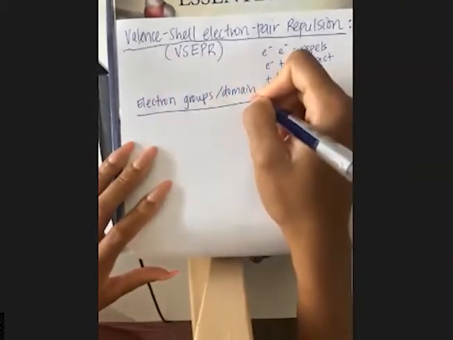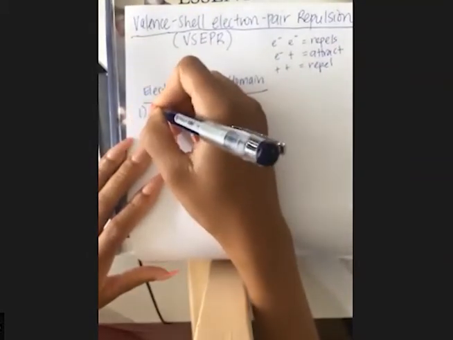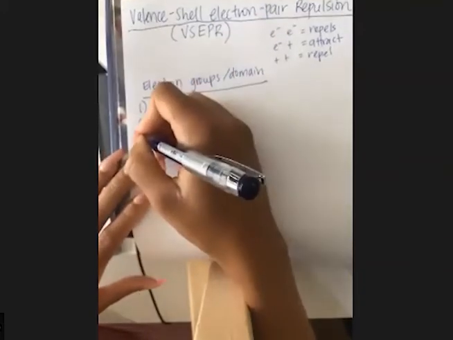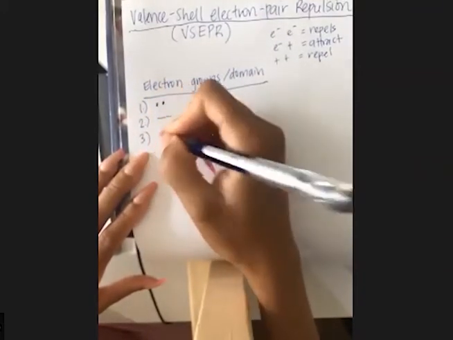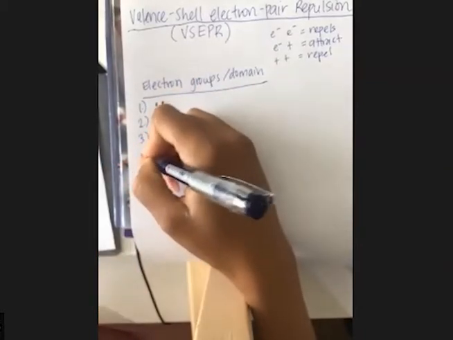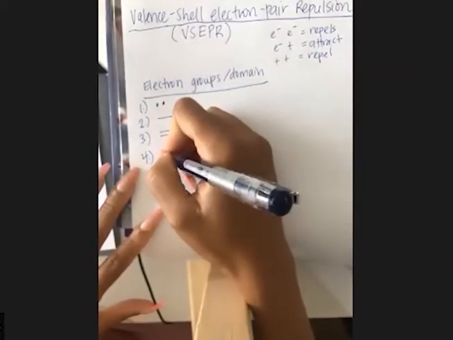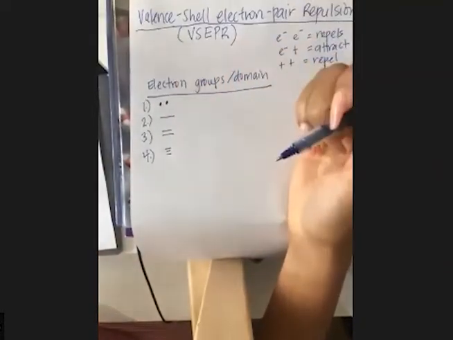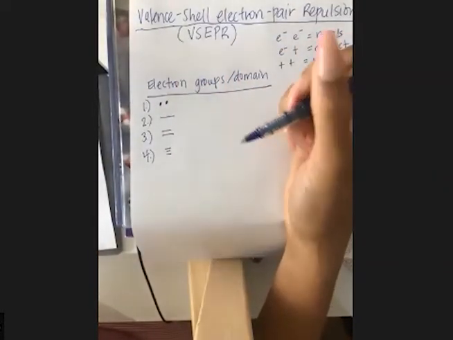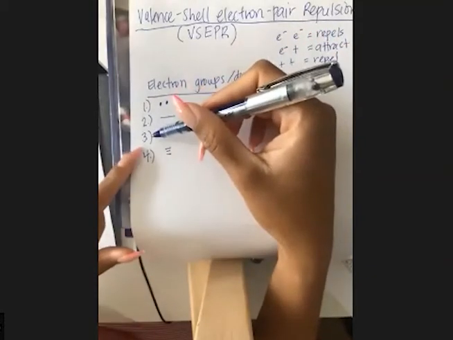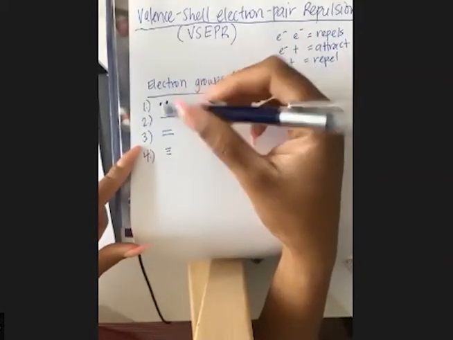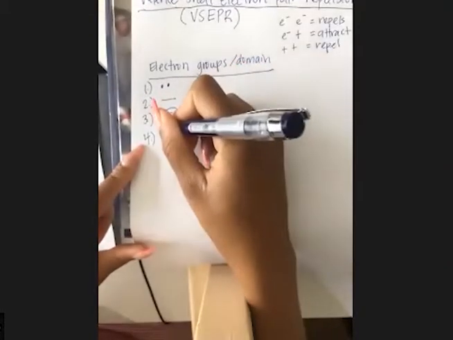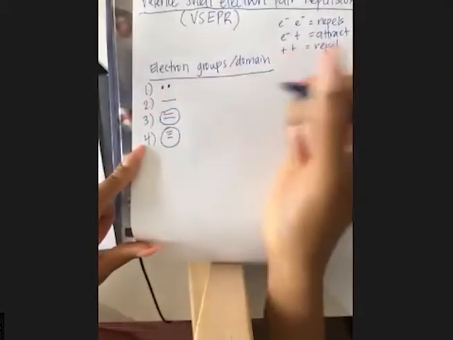So first off, the electron groups, remember, can either be a lone pair, a single bond, a double bond, or a triple bond. These are the 4 different types of electron groups we have. And although a double bond has 2 lines, it's considered one type of electron group. A triple bond is considered one type of electron group.